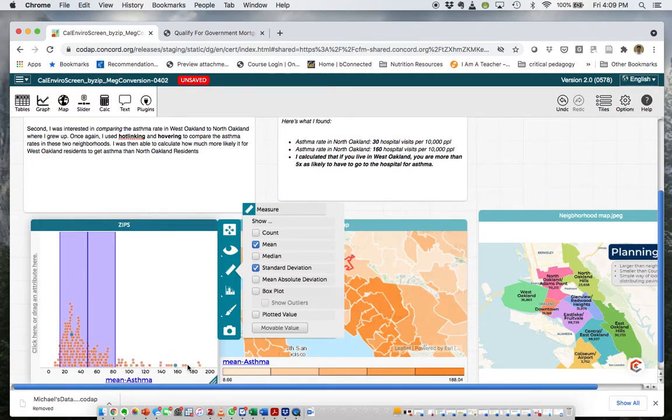And so that's part of what a standard deviation can be useful for. It's not only the mean that tells you whether a community has below or above average asthma rates, but it actually tells you, does it fall within a certain range that we can consider to be typical, or does it actually fall outside of that range? So that's a little bit about standard deviation and how you might be interested in using it in your own data stories.